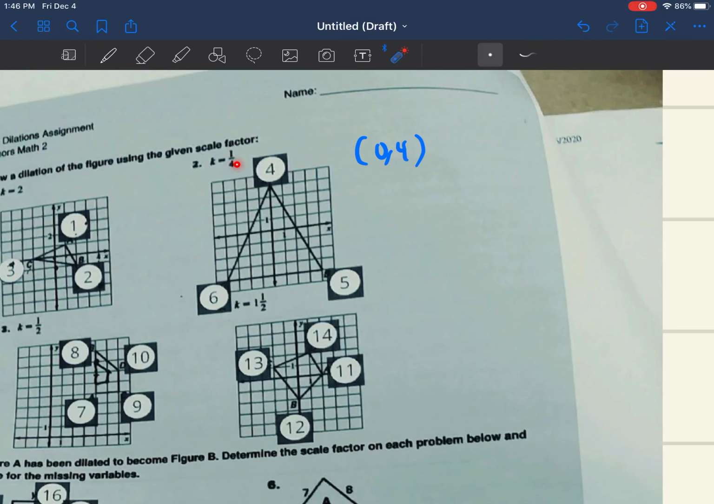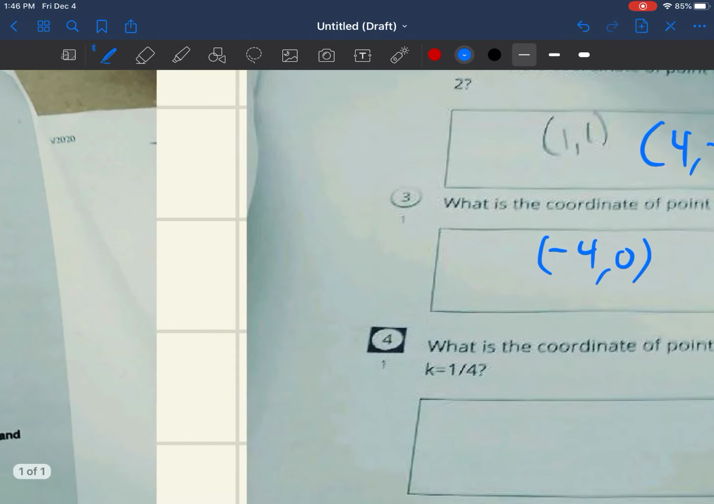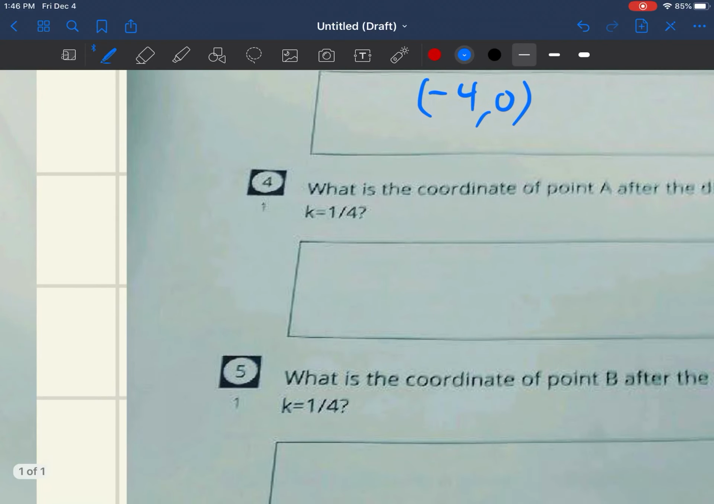And it's a scale factor of 1/4. So I'm going to take each of these numbers and I'm going to multiply it by 1/4. So 0 times 1/4 is just 0. 0 times anything is 0. And 4 times 1/4, well, that's basically just 4 divided by 4, which is 1. So your answer to number 4 is 0, 1. And you just come over here and put 0, 1.